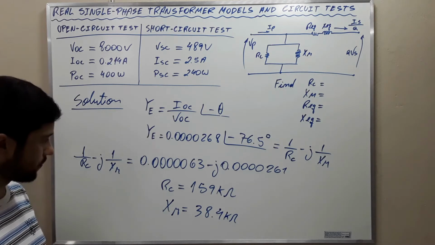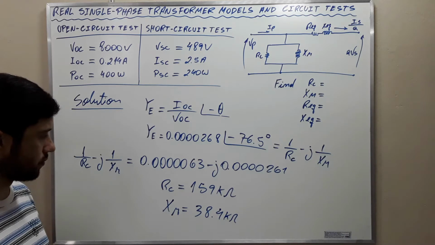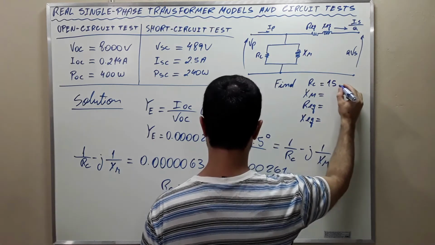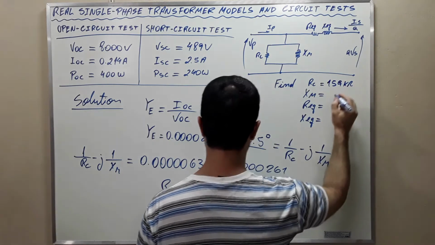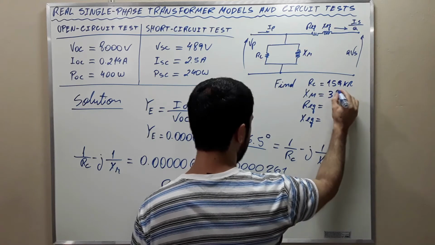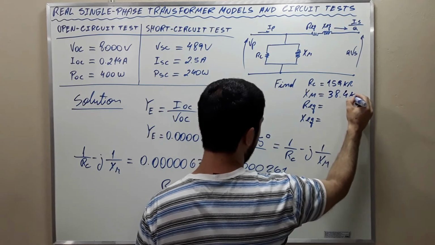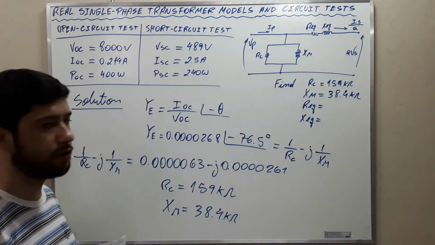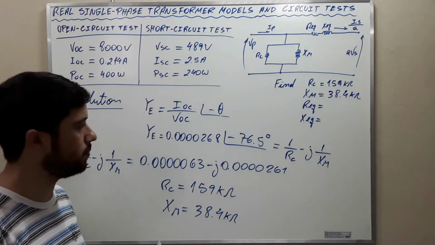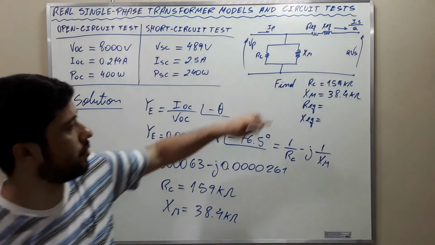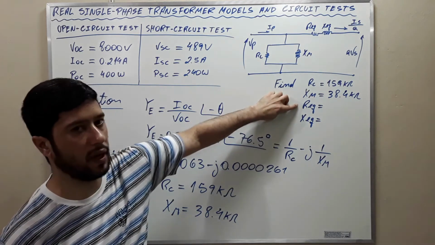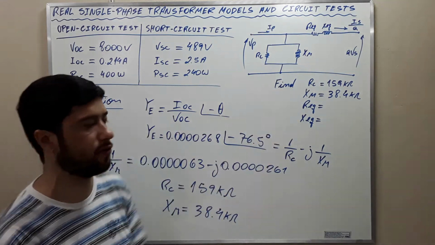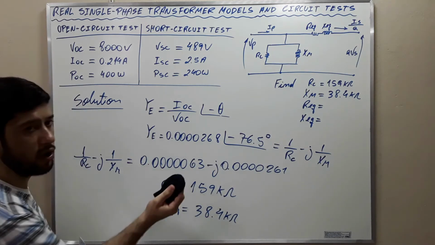All right. RC 159 kilo ohms and XM 38.4 kilo ohms. Up to this point, we've solved half of the problem. Now we need to find the equivalent series resistance and the equivalent series reactance. Let's go, let's do it!